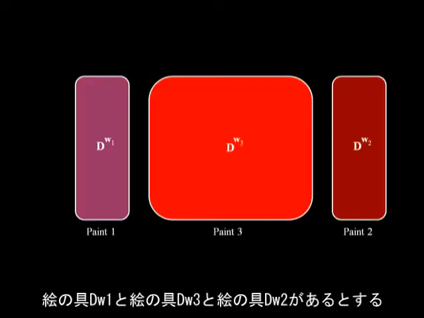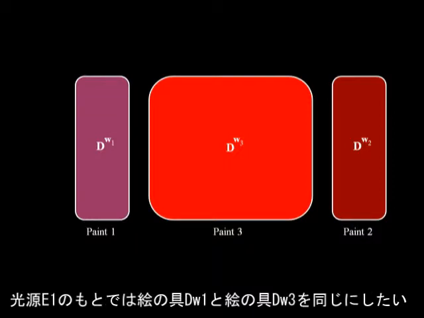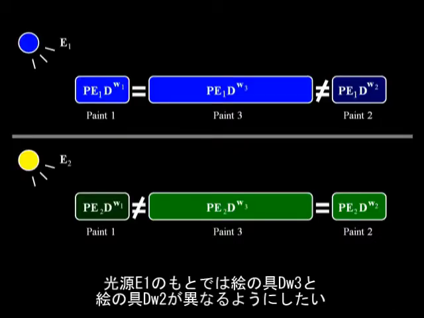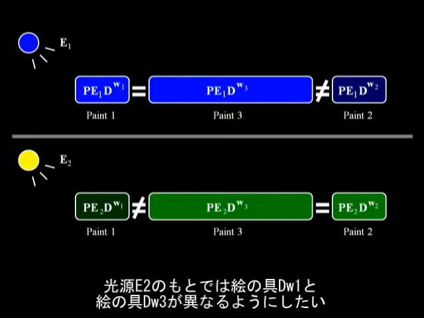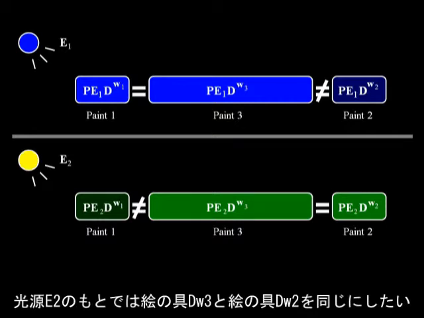Suppose there are three paints DW1, DW3 and DW2. Under the light E1, the paint DW1 and the paint DW3 are aimed to be the same. Under the light E1, the paint DW3 and the paint DW2 are aimed to be different. Under the light E2, the paint DW1 and the paint DW3 are aimed to be different. Under the light E2, the paint DW3 and the paint DW2 are aimed to be the same.